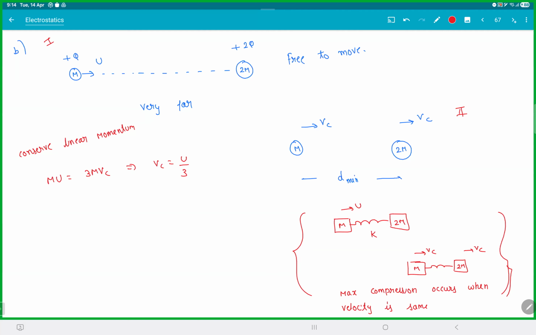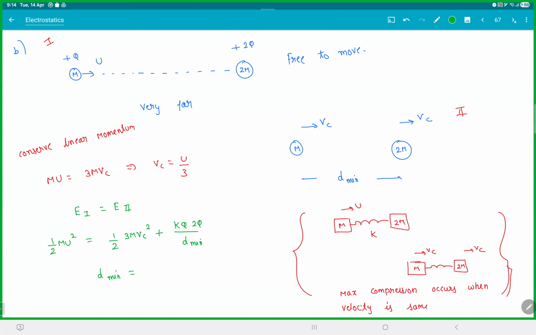And then we can conserve energy. Energy in state 1 is equal to energy in state 2. Initial energy is half mu square, potential energy is 0. Final kinetic energy is half of 3m v common square plus the potential energy k 2q by d minimum. Substitute there, you'll get d minimum.